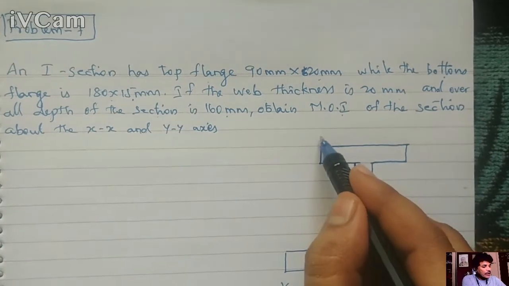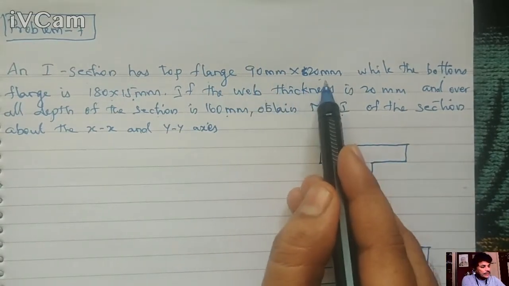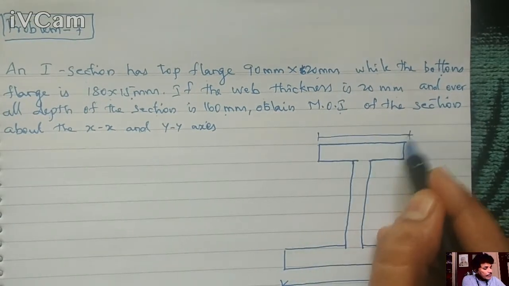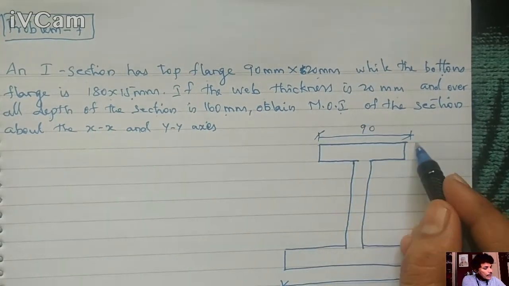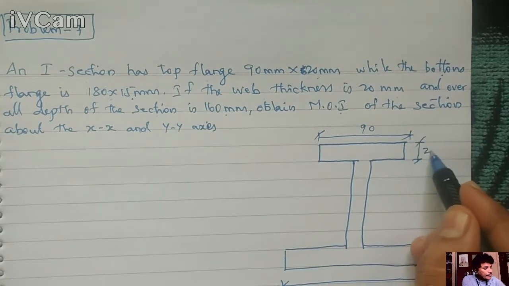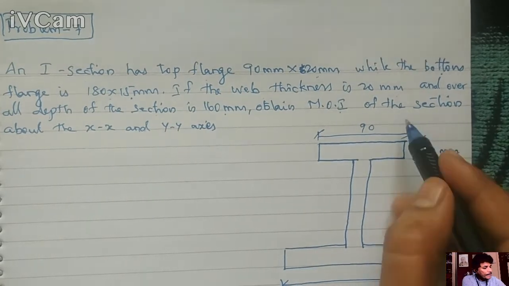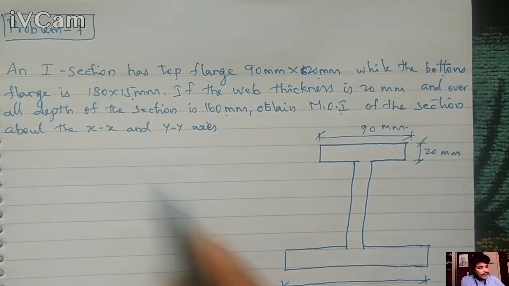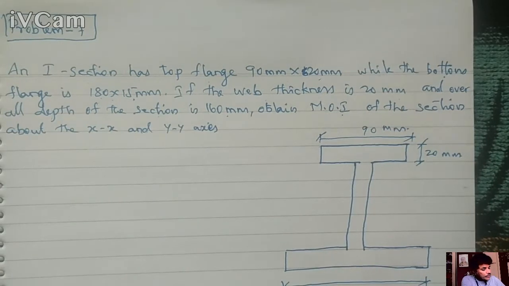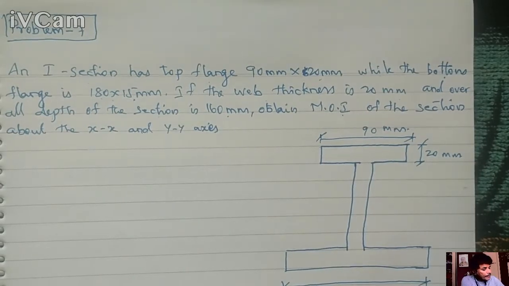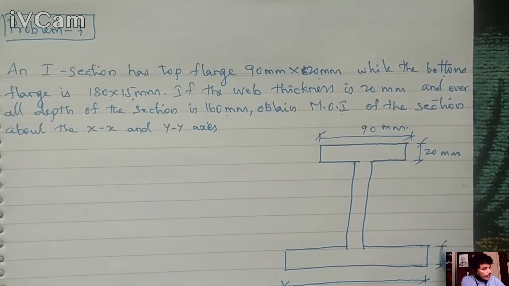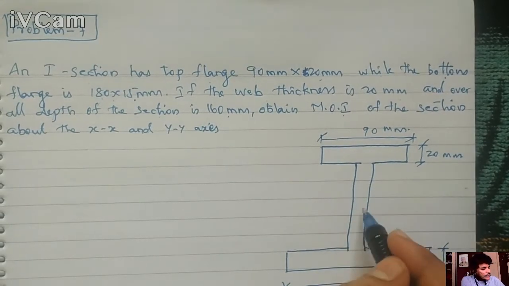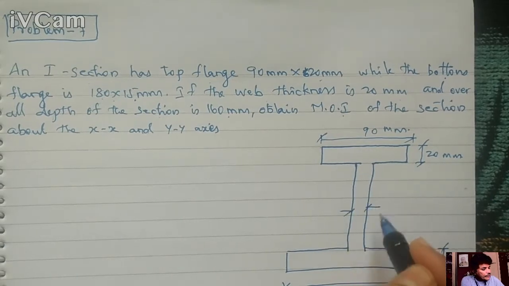In the problem, the size of the top flange is 90 by 20 mm. So this is 90 mm and the height is 20 mm. All dimensions are in mm. And the bottom flange is 180 mm by 15 mm. This is 180 mm and this is 15 mm. And the web thickness is given, this is the web portion, web thickness is 20 mm.